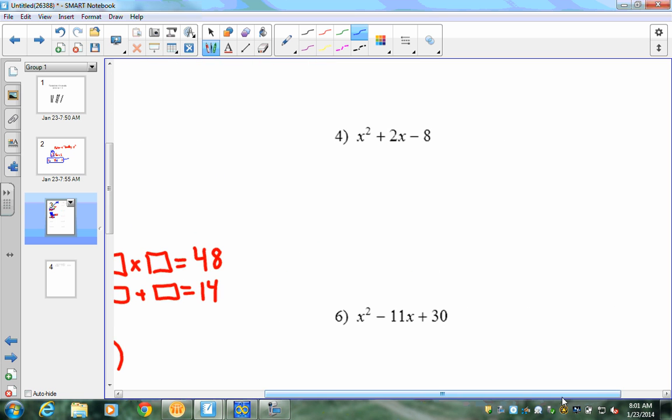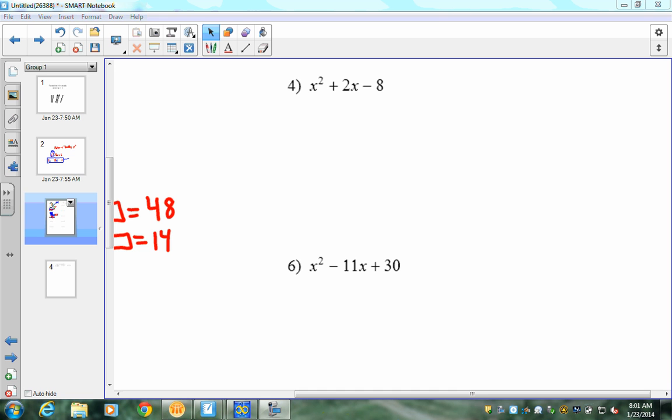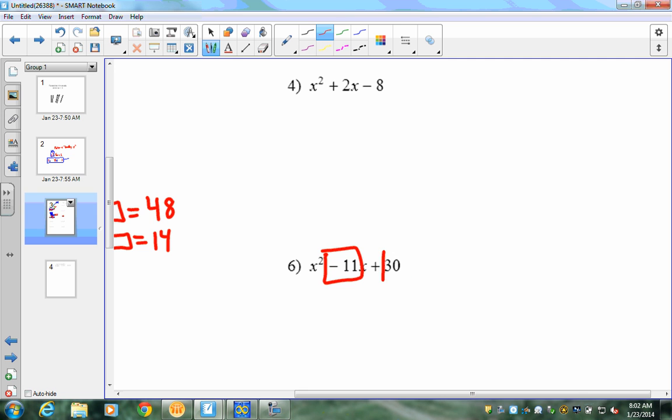Let's go to question number 6. Now we're going to be changing it up a little bit. What multiplies to get to 30 and then adds to get to negative 11? All right, now we have a negative 11, okay, and then we have a positive 30.